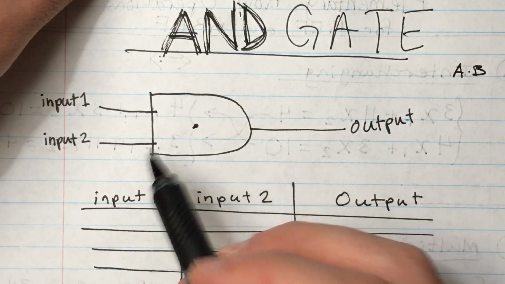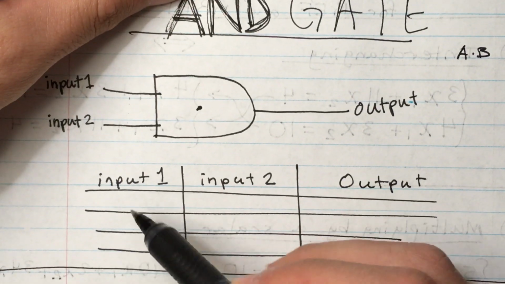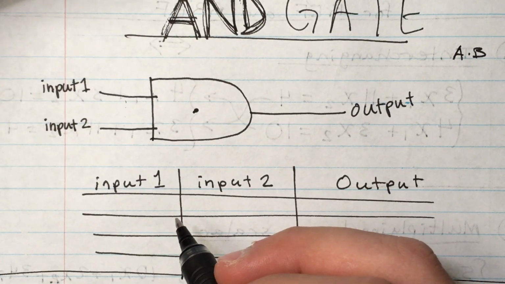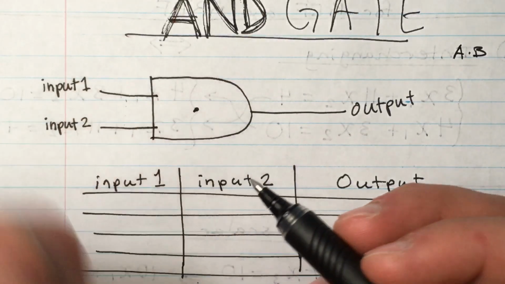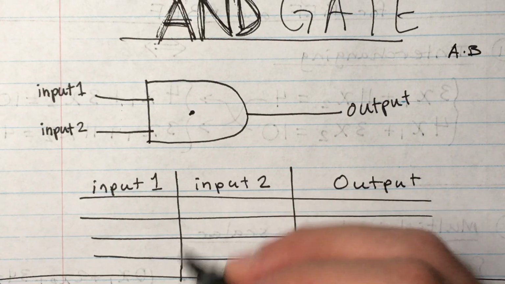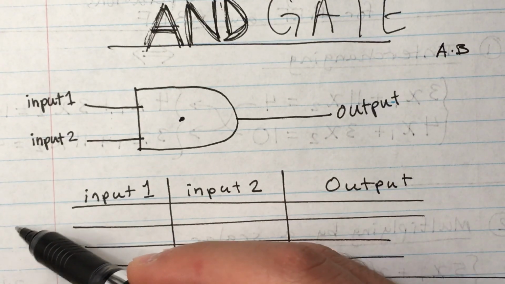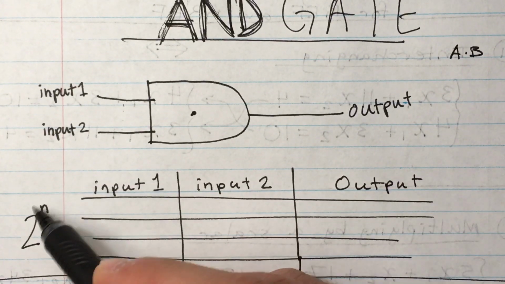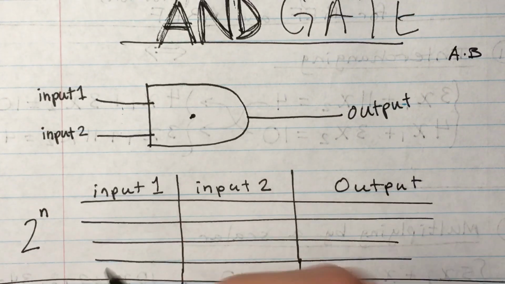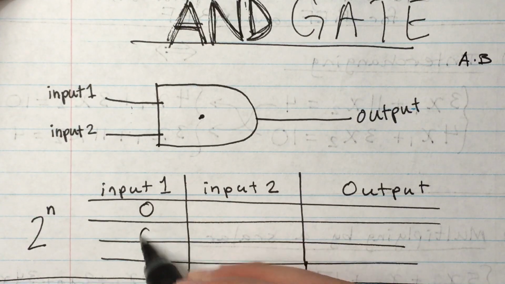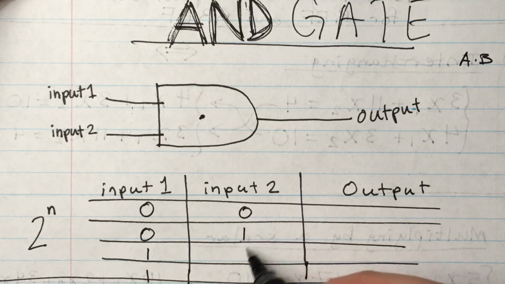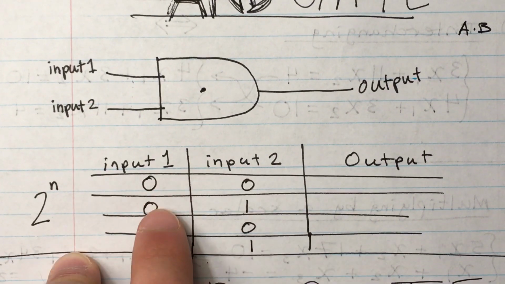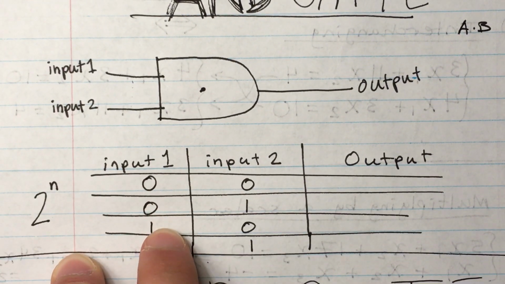So given two inputs, you're going to have four different outcomes, four different possibilities. If you have three inputs, you would have 8. If you have four inputs, you would have a total of 16. And the governing expression to that occurrence would be 2 raised to the n power, where n is the number of inputs. So if you have only two inputs in this case, you'd have 2 squared, 4 different possibilities.